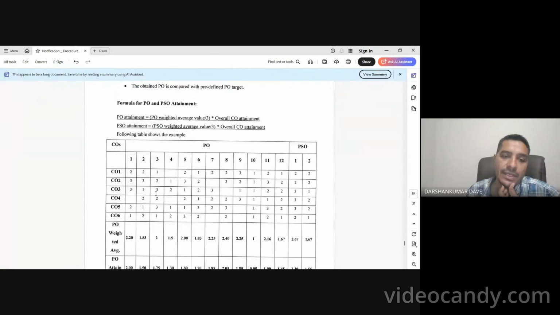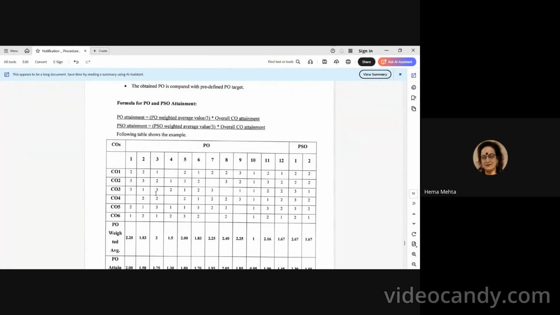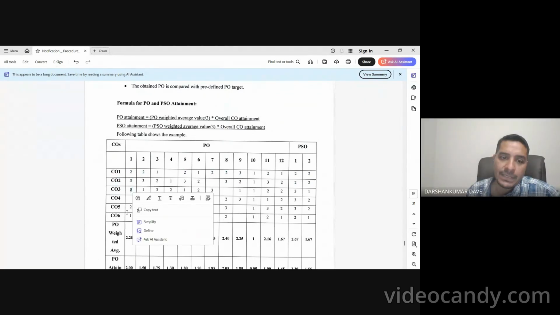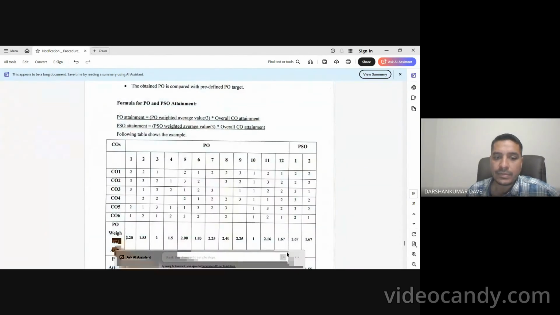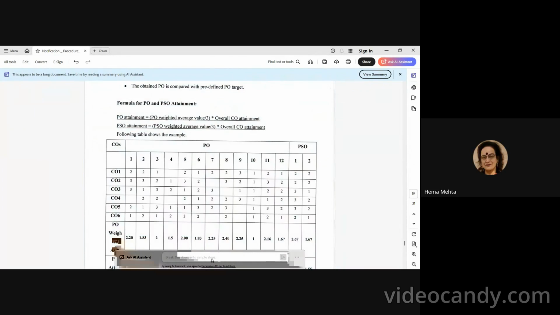So what was the question, sir? Can you please repeat? Ma'am had been asking how to find out the PO weighted average. The average of the first column is the total divided by the number of variables: 2 plus 3 plus 3 plus 2 plus 1. The average will be 2.20, because the total is divided by 5, the number of variables. Got it. So that is what I said.